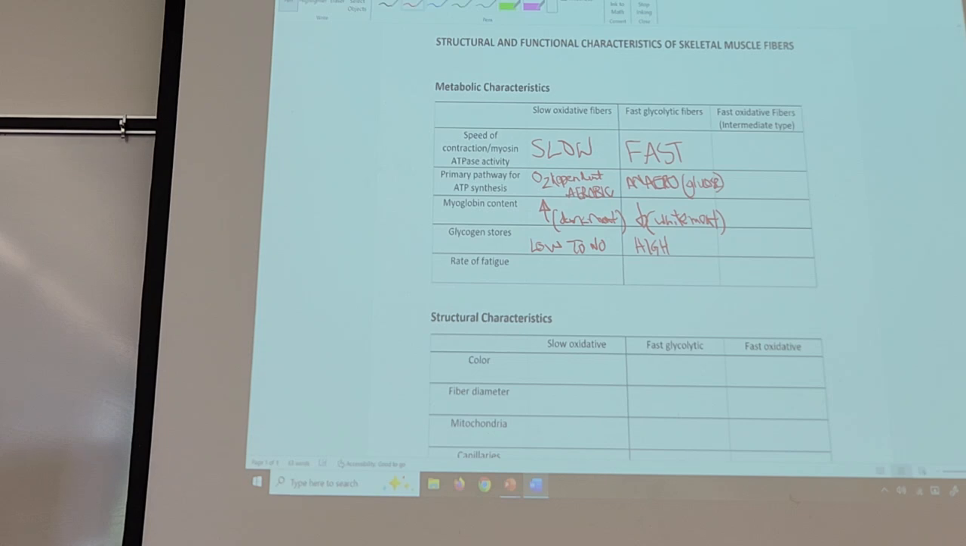All right, what about rate of fatigue? In the name, slow oxidative. Do you think the rate of fatigue is fast or slow? Slow. So they're slow to fatigue. Fast glycolytic fibers, on the other hand, are going to be quick to fatigue, or have a very high fatigue factor, however you want to describe it. It's the opposite.